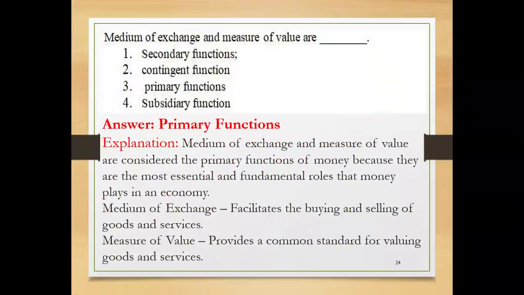Then, medium of exchange and measures of value, is it primary functions, secondary functions, contingent functions, or subsidiary functions? Yes, the correct answer is primary functions. These are the primary functions of money because they are the most essential and fundamental roles that money plays in an economy. What do we mean by exchange? It facilitates the buying and selling of goods and services. What do we mean by measure of value? It provides a common standard for valuing goods and services.